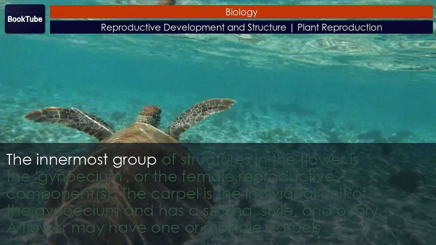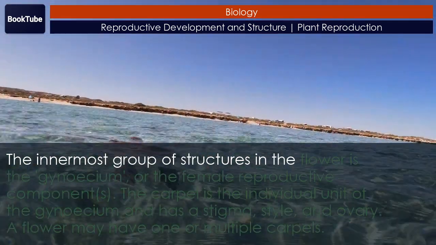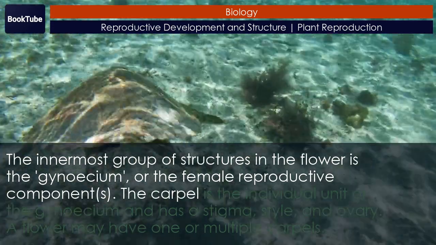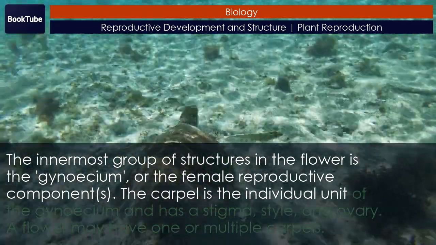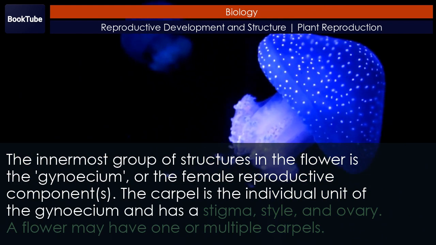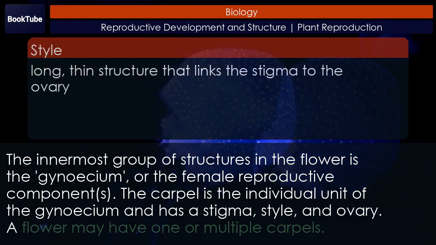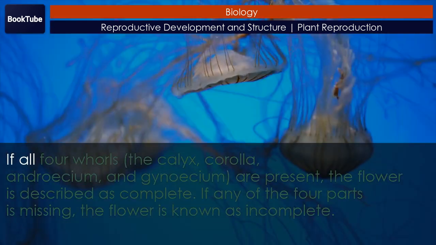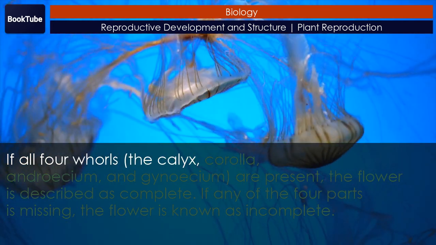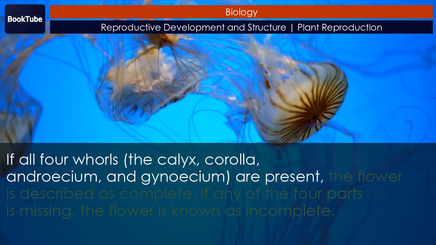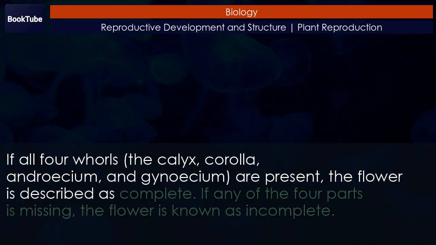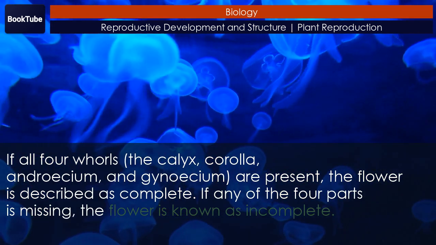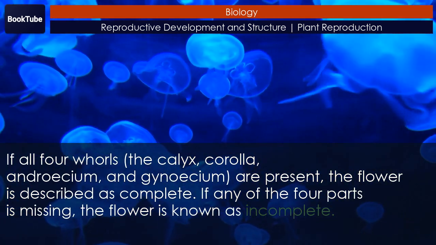The innermost group of structures in the flower is the gynoecium, or the female reproductive component. The carpel is the individual unit of the gynoecium and has a stigma, style, and ovary. A flower may have one or multiple carpels. If all four whorls, the calyx, corolla, androecium, and gynoecium, are present, the flower is described as complete. If any of the four parts is missing, the flower is known as incomplete.